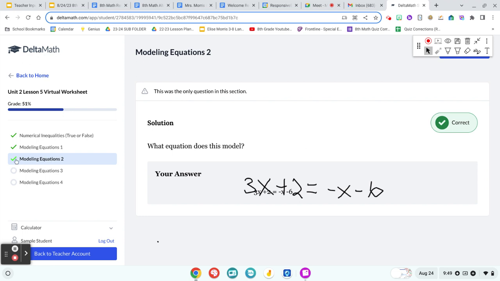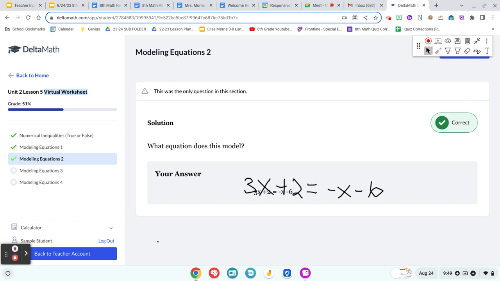Woohoo! See, I got a check mark. So I only have 2 more questions to complete. Once this is 100%, you can take a screenshot and upload this to Unit 2 Lesson 5. You're going to upload this virtual worksheet instead of the PDF that is in Buzz.